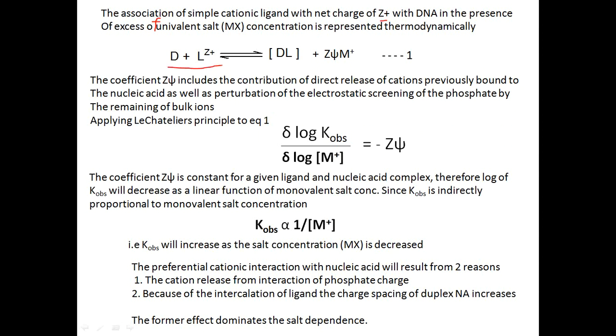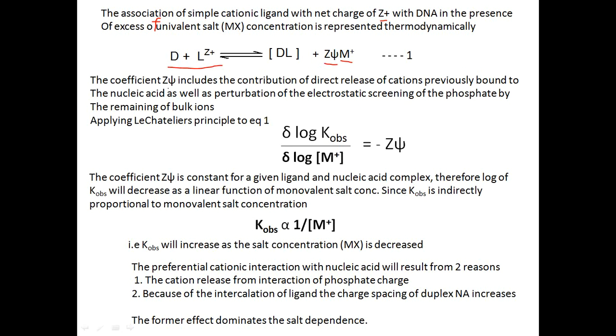So in presence of salt, the ligand-DNA interaction, where the ligand with a charge of Z plus interacts with the nucleic acid, gives you the fraction of counterion release and the charge on the oligocation or the small cation and the metal ion that is from the salt, right? So the coefficient Z psi includes a contribution of direct release of cations previously bound to the nucleic acid, as well as the perturbation of electrostatic screening of the phosphate by the remaining bulk ions.